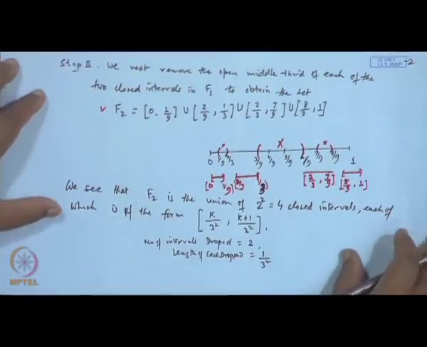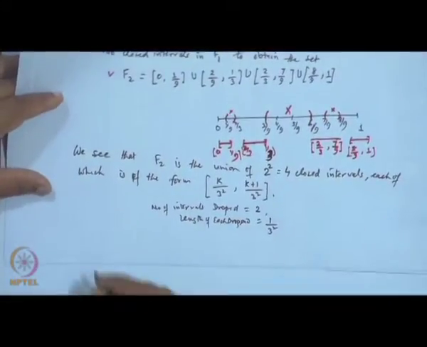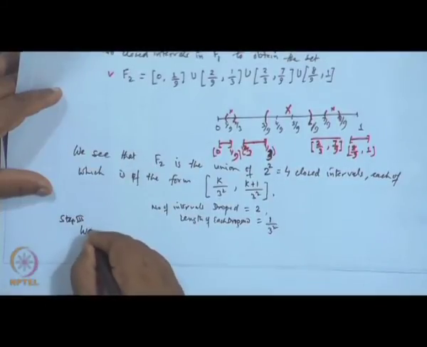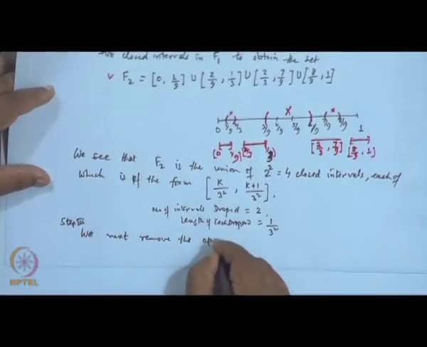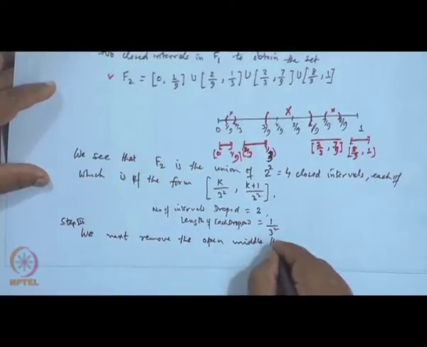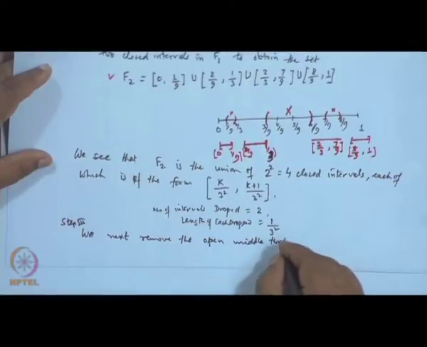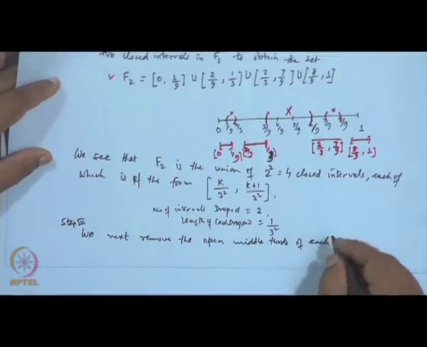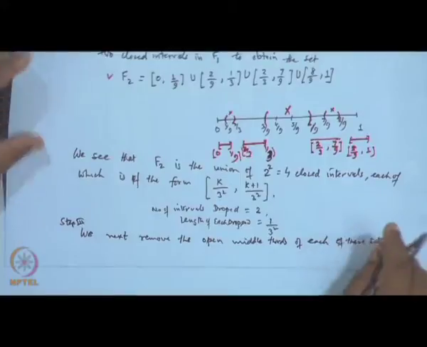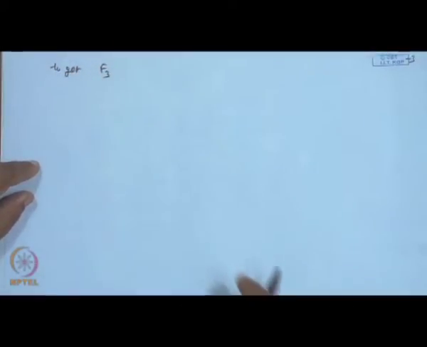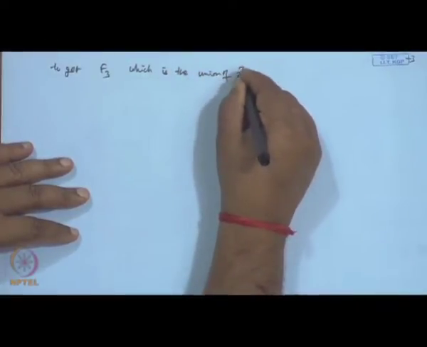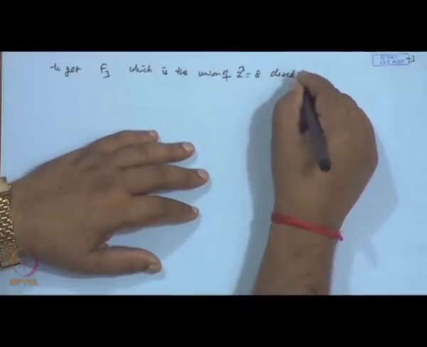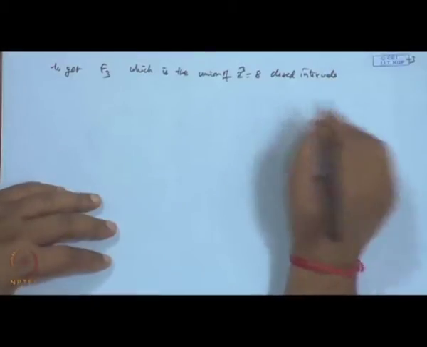So, continue this way. If we continue this way, then what will we remove next? Step three, we next remove the open middle thirds of each of these sets to get F3, which is the union of 2 to the power 3, that is 8 closed intervals. And like this, we continue this way.